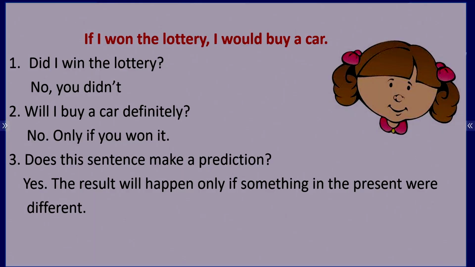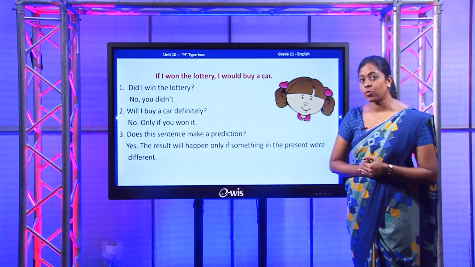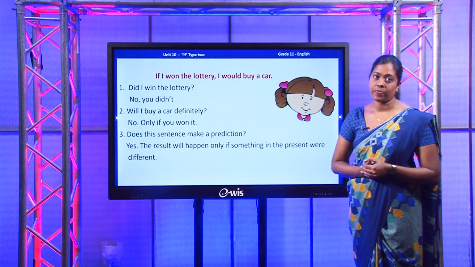The second one, if I won the lottery, I would buy a car. Did I win the lottery? No. Will I buy a car definitely? No. Okay, it's a question mark. Does this sentence make a prediction? Of course, yes, that's a prediction, right? The result will happen only if something in the present were different. Okay, I should win the lottery if I am to buy the car, right?